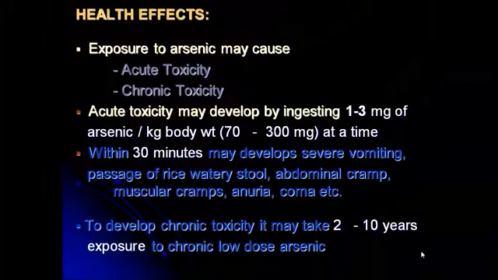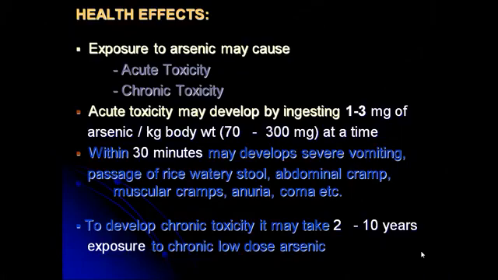There are two main types of arsenic toxicity: one is acute toxicity, and the other is chronic toxicity. Acute toxicity may develop by ingesting 1 to 3 milligram of arsenic per kg body weight at a time. That means if a healthy person weighs 70 kg, and takes around 200 milligram of arsenic, it will be very toxic. Those who attempt suicide usually take this amount of arsenic, and it is the king of poison.